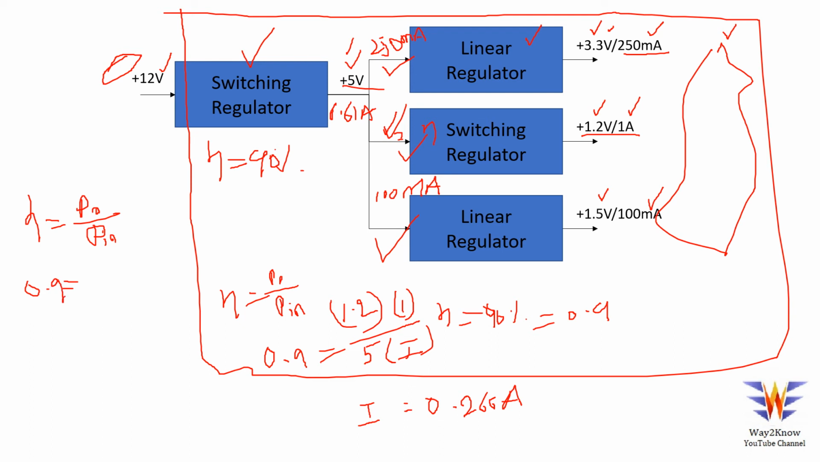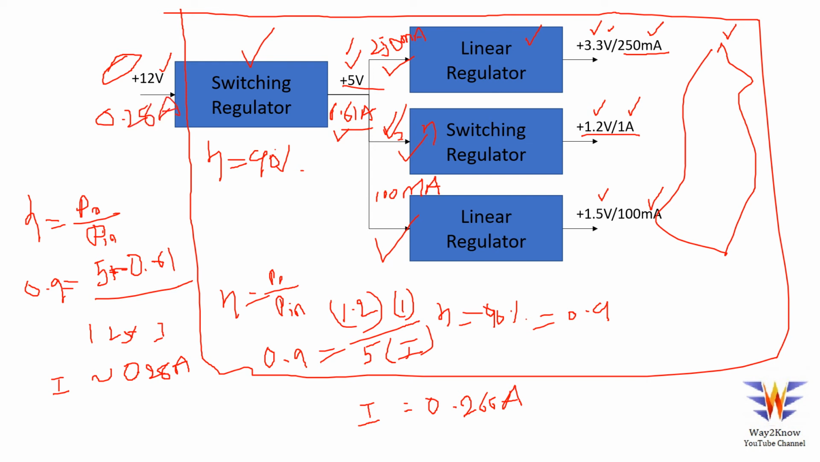P out is given by V into I, right? At the output, the voltage is 5 volts here and the current we have calculated as 0.61. So 5 into 0.61 divided by 12 into I. Here the I is coming, if you solve that, approximately around 0.28 amps. So that means for this switching regulator, as the output current is 0.61 amps at 5 volts, the input current is coming at 0.28 amps.